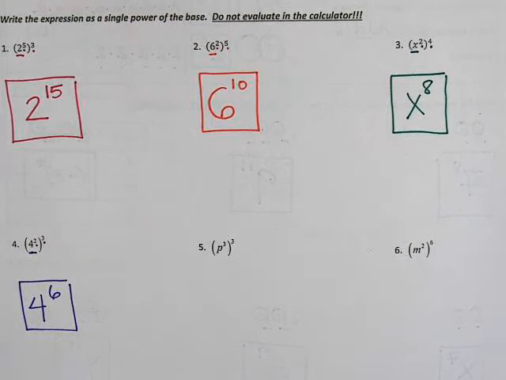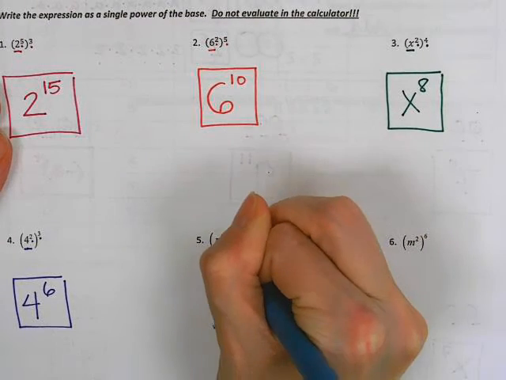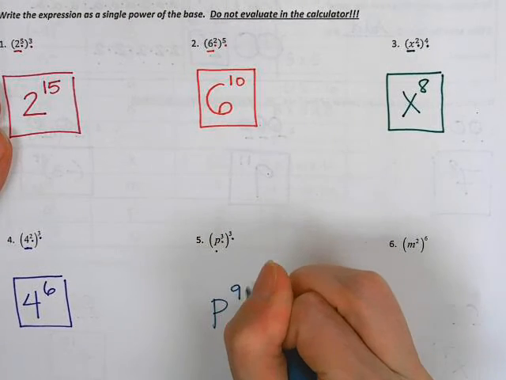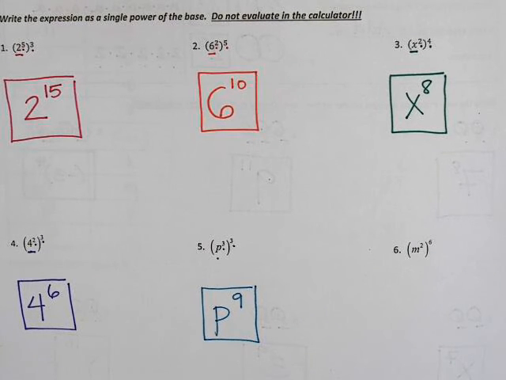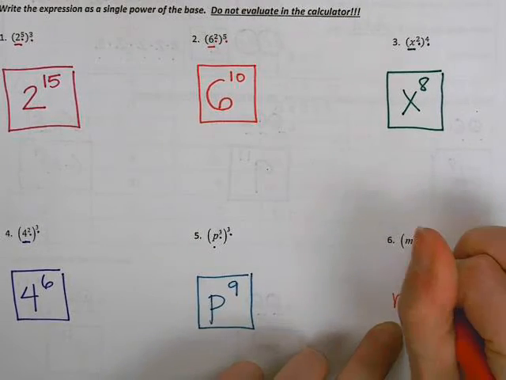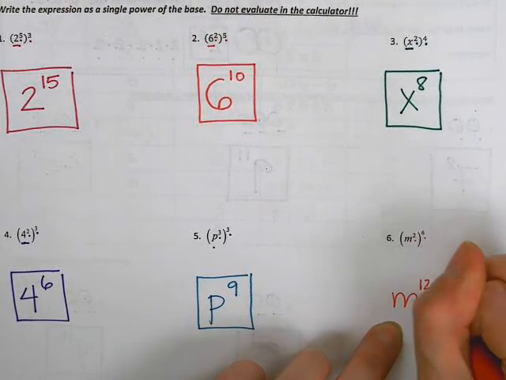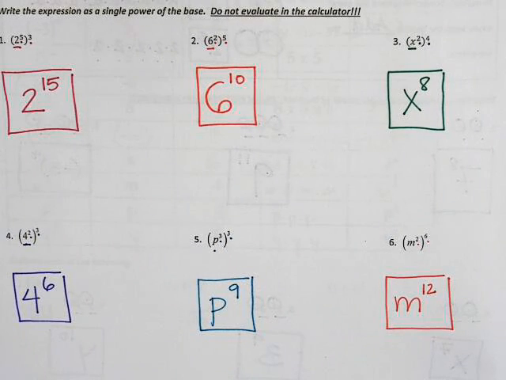All right, number 5. The p stays a p. Power to a power you multiply, 3 times 3 is 9. And lastly, number 6, the m stays the same. Power to a power you multiply and get 12. All right, guys, those are our 2 rules. Don't get them confused. And on the next 2 pages is some practice worksheets.